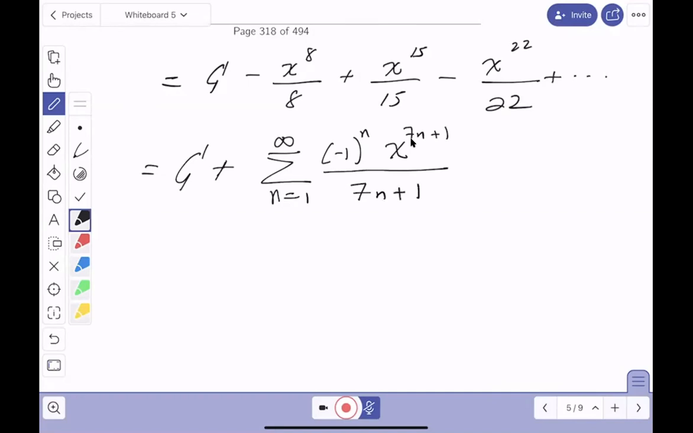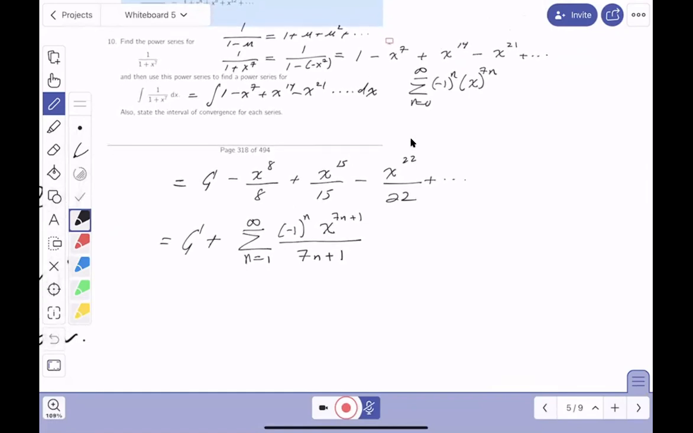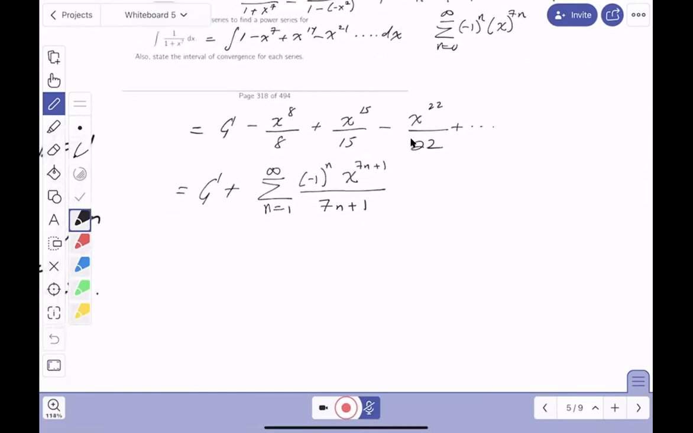Let's take a look at it. What do you get? Well, 1 would give you 8 over 8, 2 would give you 15, 3 would get, yeah, it works beautifully. So I'm going to say that's the series. And again, I want to make sure, they also want me to state the interval of convergence for each series. All right.